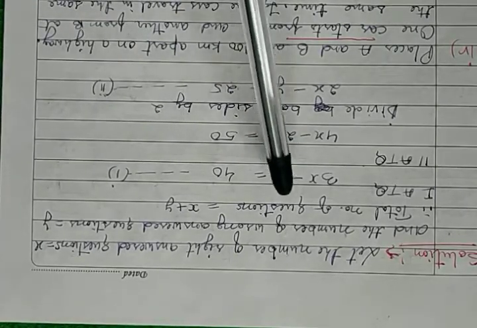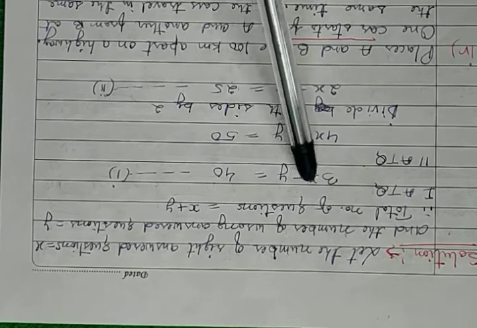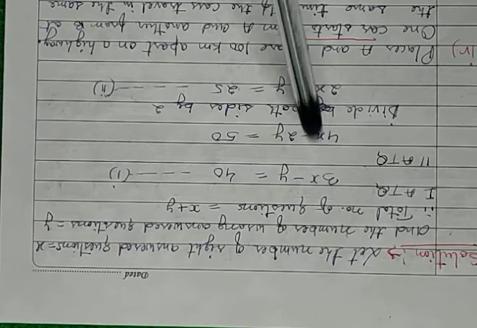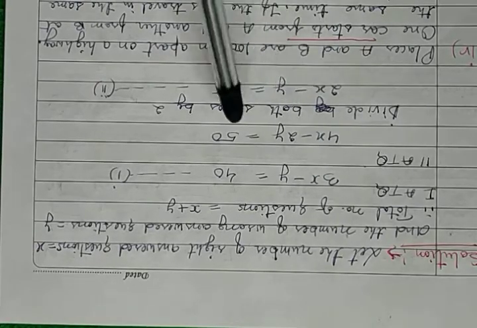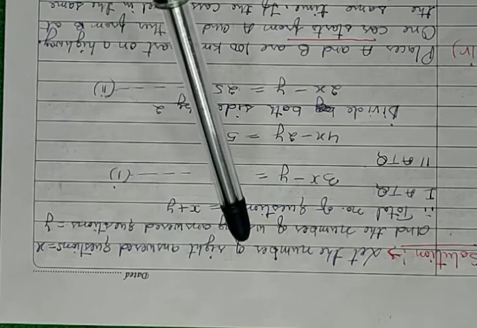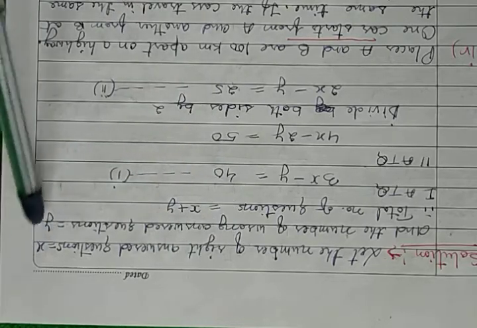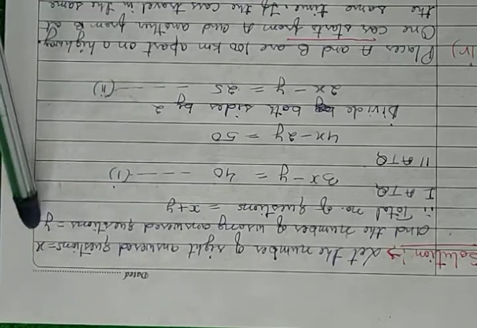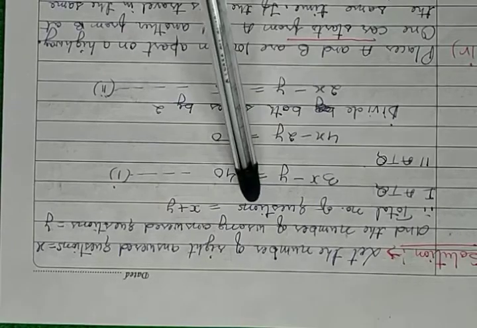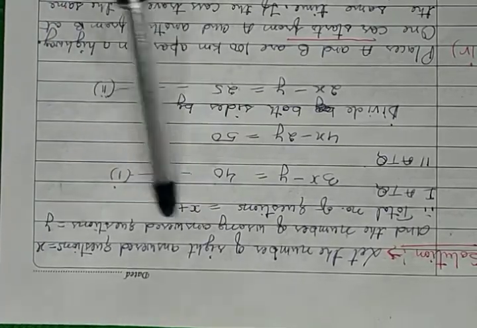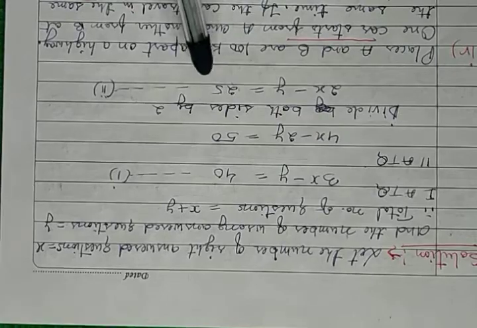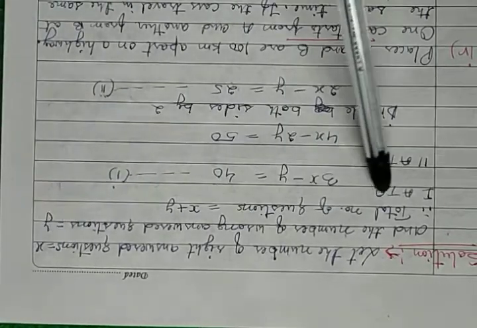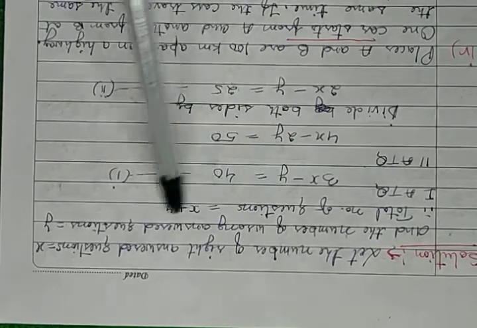Here it is easier to solve by the elimination method. Simply subtract equation 2 from equation 1, you will get the value of x, then substitute to get the value of y. If you get the values of x and y, put those values here. Right answered questions x, suppose it is 10, you will write 10. Suppose y is 4, you will write 4. Therefore the total number of questions is equal to the sum of these two.